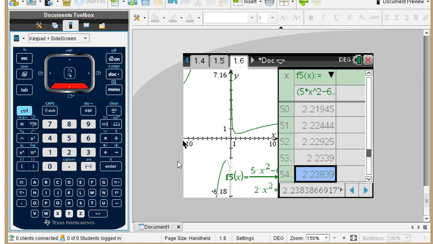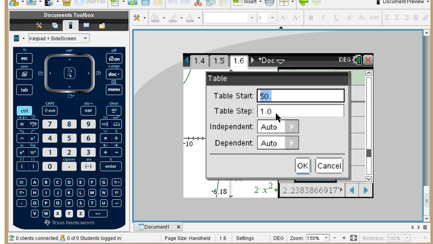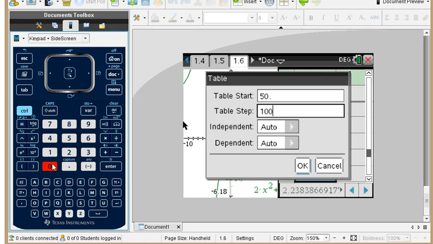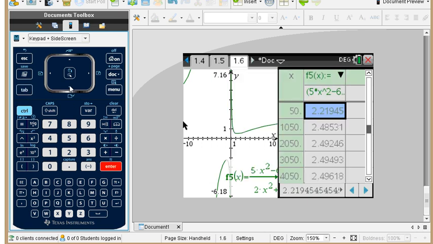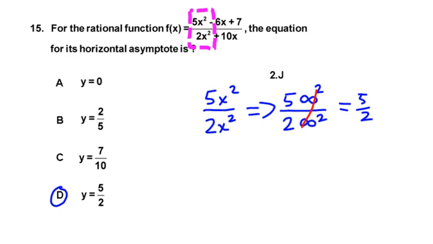You can go to your table view here and go to your menu and go to table, and you can edit table settings, and you can do a table step of a really large number, say 1,000, and go down. And when you do that, you're going to be able to see, okay, we're getting close to 2.5, right, as we go up into the thousands. So 5 over 2 is our correct answer on this one.